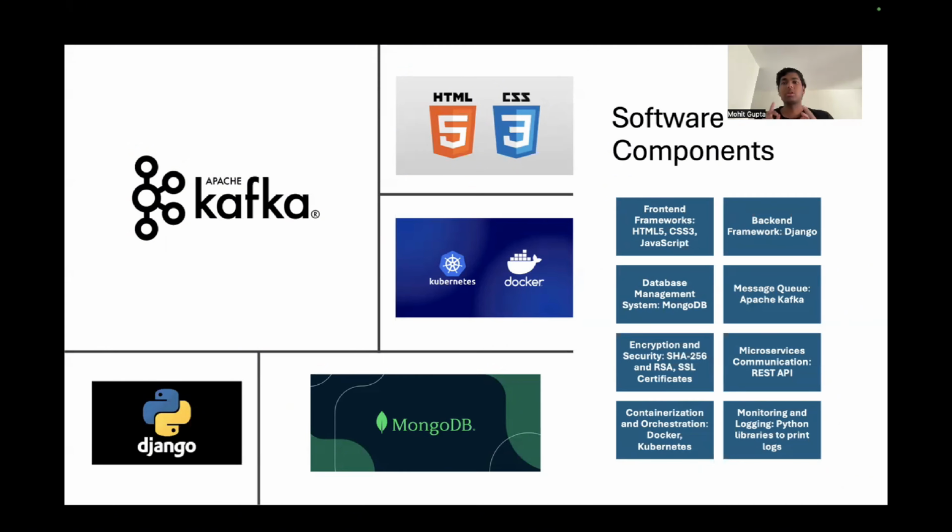All right, let's talk about the software components. For the front end, we have used HTML, CSS, and JavaScript. For the back end, we have used Django. For the database, we have used MongoDB. For message queuing, we have used Kafka. For decoding the messages and hashing, we have used SHA-256 and Secure Sockets Layer to secure the system. For microservice communication, we have used REST APIs. For containerization, we have used Docker, and we have also used some techniques for monitoring and logging.